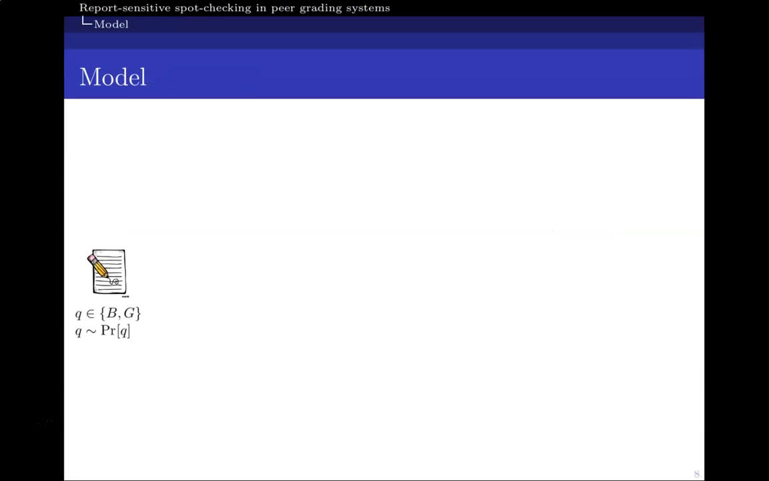We assume that there is only one assignment in the system. In the case of having more assignments, we can just run our mechanisms in parallel. This assignment has a true quality that can be either bad or good. Here we denote them by B or G. And this true quality is drawn from a commonly known distribution, PRQ. There are n students in the system.